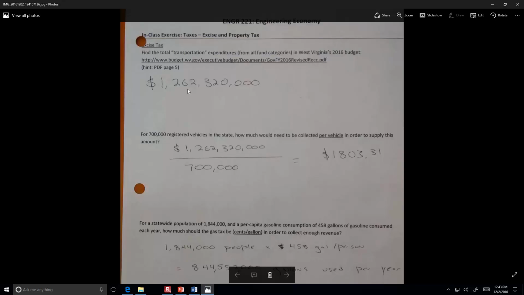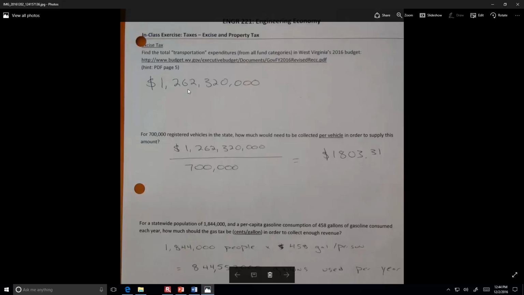All right, so $1.2 billion in 2016. So if we were going to spread that out over 700,000 vehicles, then you'd have to collect $1,800 per year from each vehicle. And that would really be a lot because right now you're paying the registration fee, I think, is only $30. And then you have to pay your county tax on it, which is between $100 to $300 a car, unless you have one of these really expensive, like $80,000 trucks or something. But it's just a couple $100.